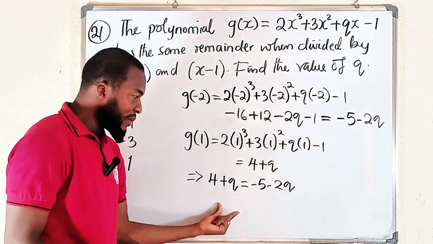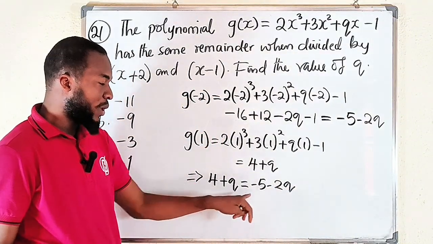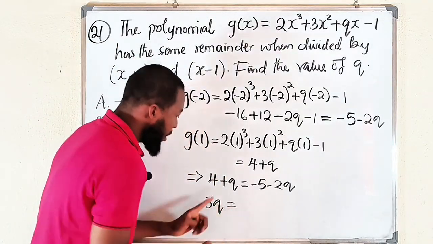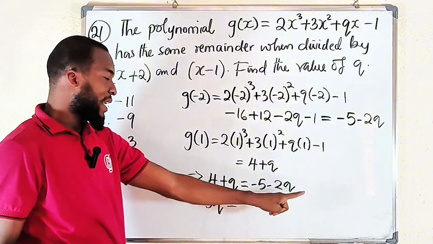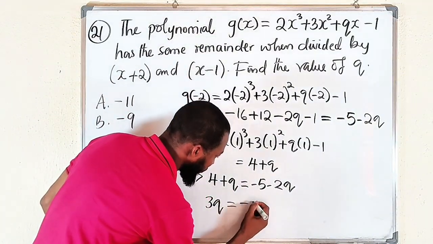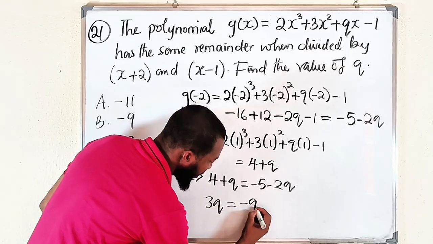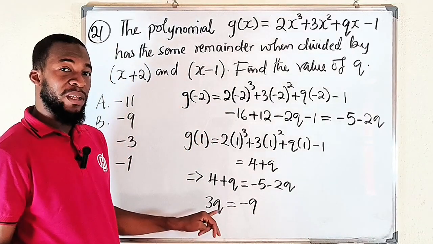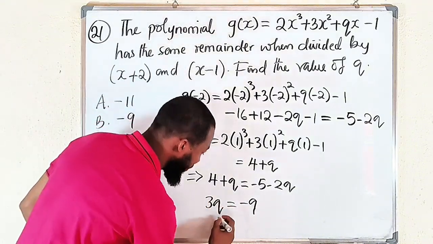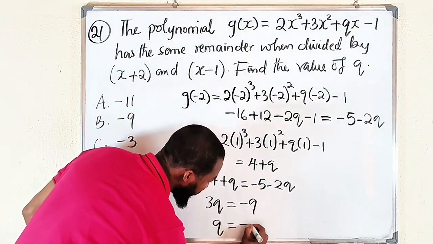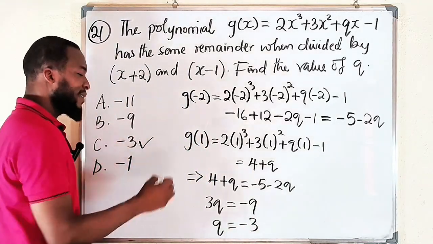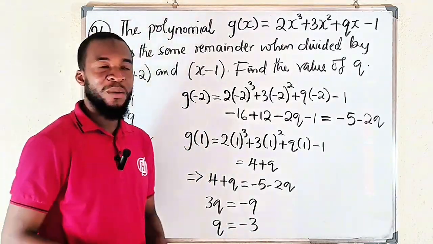If this crosses over, it becomes positive 2q, and we have a q here, making 3q. If this crosses over, it becomes negative. We have -5, -4, that's -9. And by dividing both sides by the coefficient of q, -9 divided by 3 is -3. And finally, q equal to -3. Do we have it here? Yeah. Option C. Let us move on to question number 22.